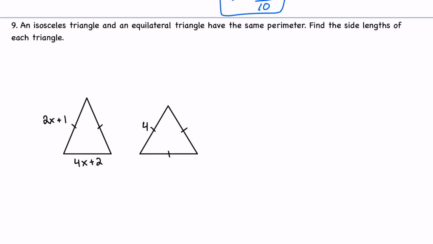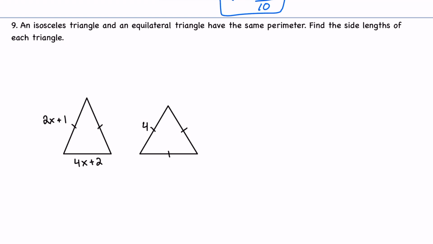And for our final question, we have a word problem. An isosceles triangle, so that's a triangle with 2 of the same side lengths and 1 different side length, and an equilateral triangle, so a triangle with all equal side lengths, have the same perimeter. So that's the sum of all the side lengths of the triangle. Find the side lengths of each triangle.